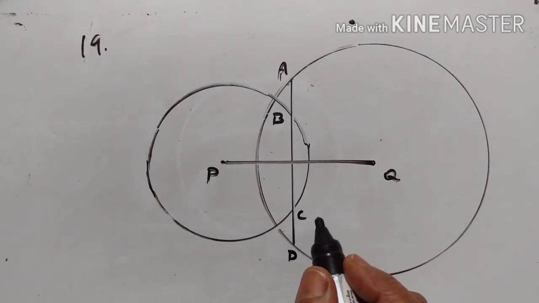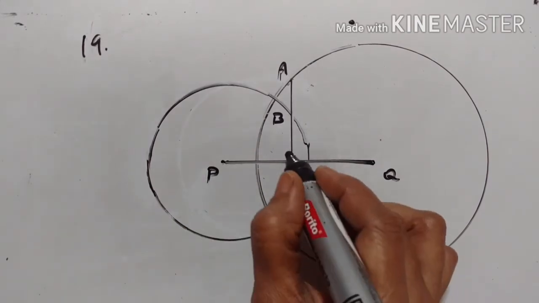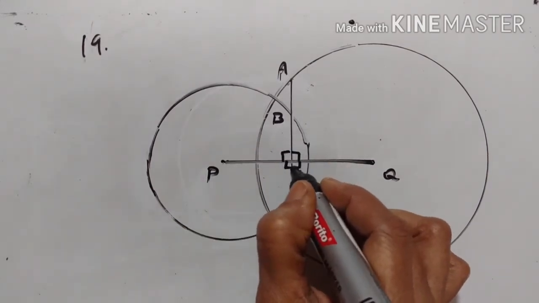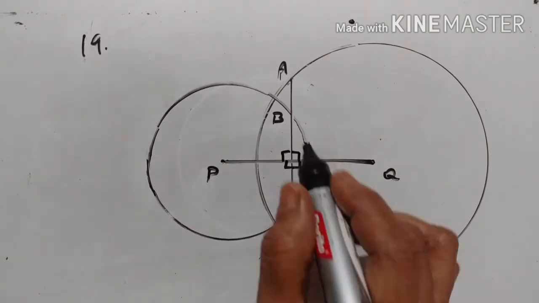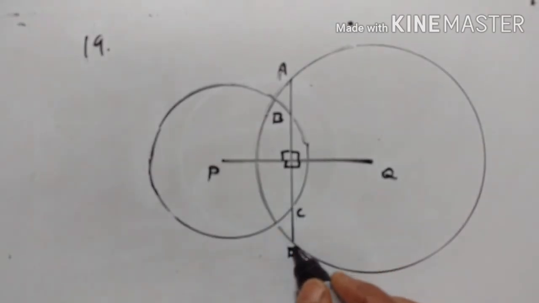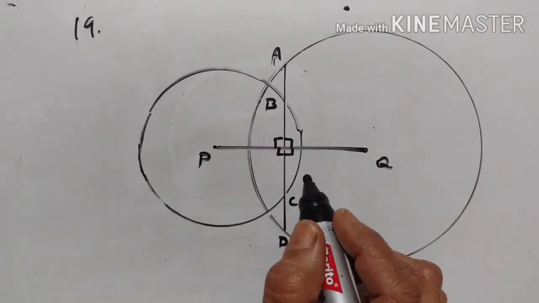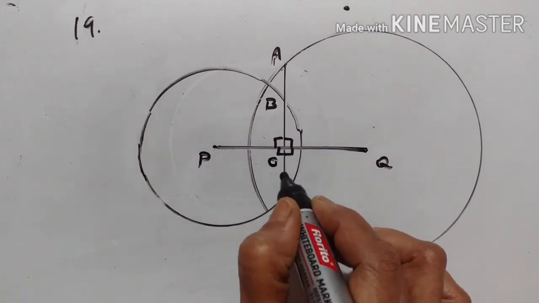In this figure, the line ABCD is perpendicular to PQ. Then P and Q are the centers of the circles. You have to show that AB is equal to CD and AC is equal to BD. Let the point of intersection be O.